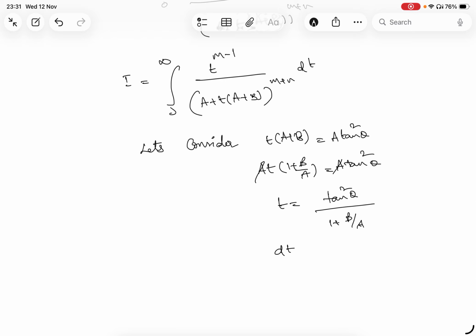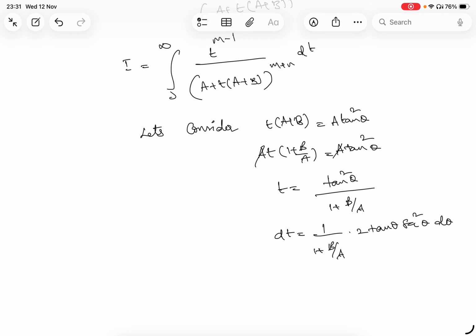Let's figure out dt. Then dt is 1 by 1 plus b by a, which is constant, and this is 2 tan theta into differentiation, secant square theta d theta. Fine. Then let's figure out the integration limits. If t equal to 0, theta will be 0 because tan 0 is 0. If t is infinity, theta must be pi by 2, right? Because tan pi by 2 is infinity.